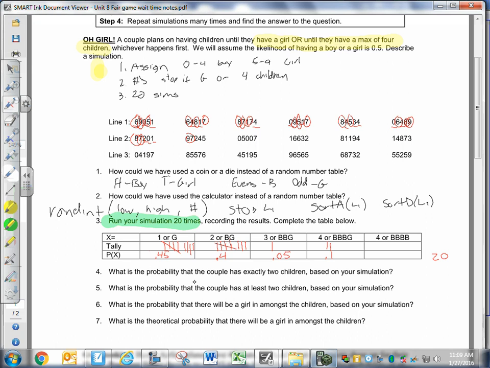All right, now we just have to answer the questions based on our simulation. What I would have probably liked to do, since I have more random digits, is kept going. But let's just stop here so that we can get to the next problem. What is the probability that the couple has exactly 2 children? We say there's a 40% chance that you're going to have exactly 2 children. What's the probability that we have at least 2 children?